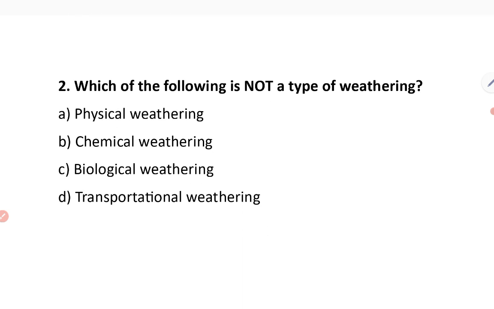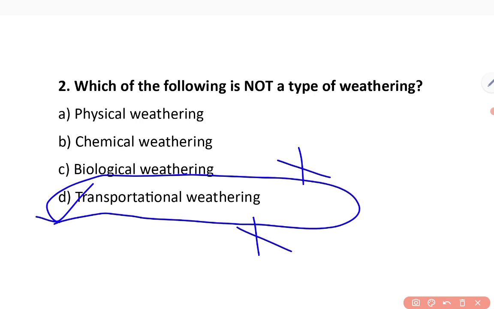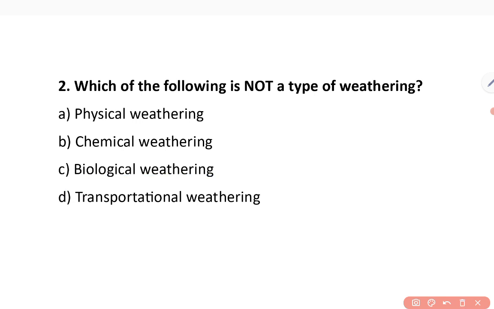Second question, first pause the video and try to answer it. Which of the following is not a type of weathering? So weathering generally has three types: physical weathering, chemical weathering, and biological weathering. So not a type of weathering is transportational weathering. So the second answer would be D. You must remember the types of weathering: physical, chemical, and biological.